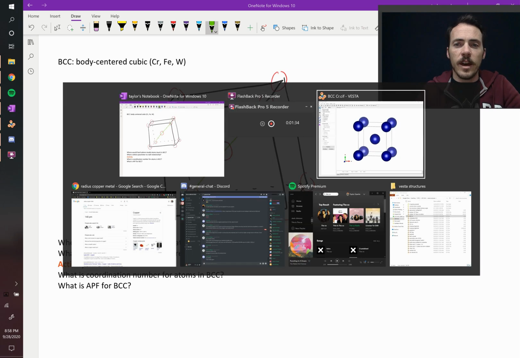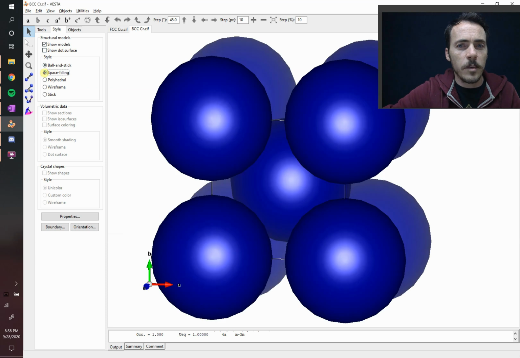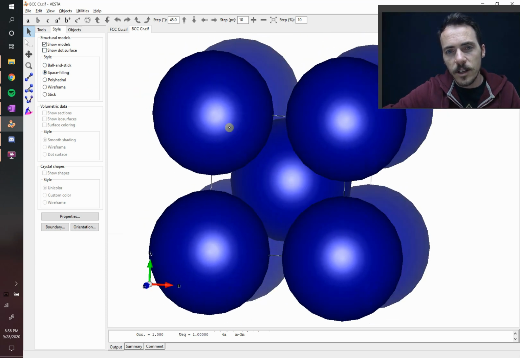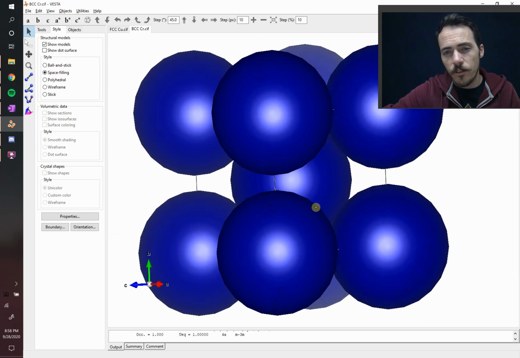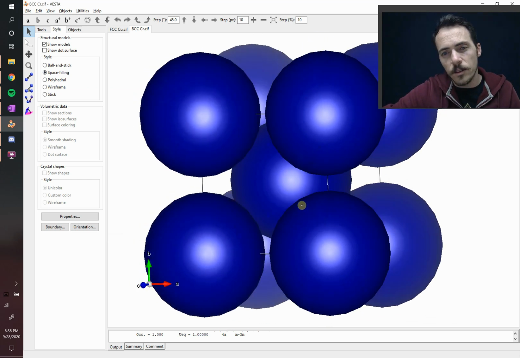So you can see that in this structure here. Here they are not in the space-filling model, but when you put the space-filling model, you see that they do in fact touch along the diagonal of that cube. Not along the face, right? The face is right here. They don't touch along the face. They touch along the body diagonal.